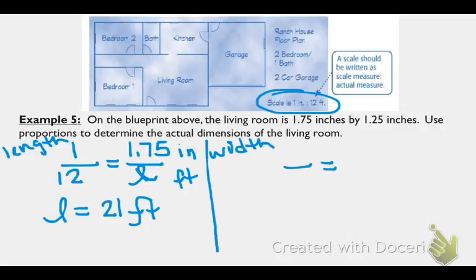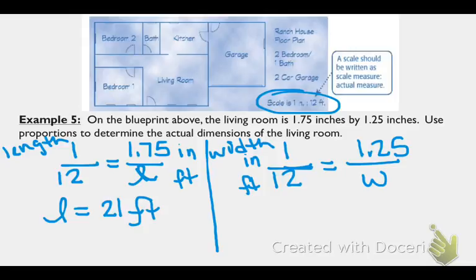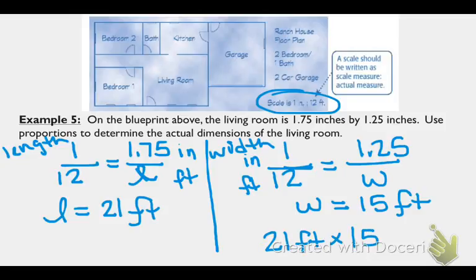And I'm going to set up a second proportion for the width. Again, the scale is one side of it, 1 to 12, and it's inches to feet. As 1.25 inches is to the width. Now that I have my proportion, I cross multiply. 1 times W is just W, and 12 times 1.25 is 15. So the width is 15 feet. So the dimensions of the room are 21 feet by 15 feet.